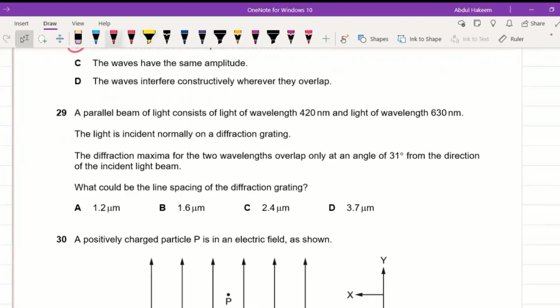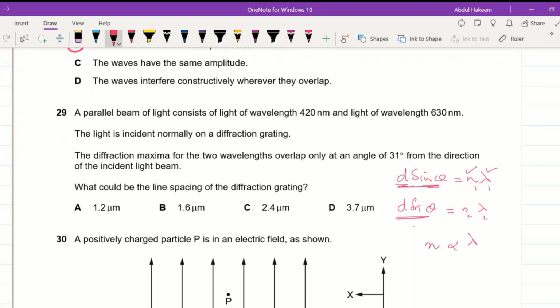Look, the formula is d sine theta is equal to n lambda. So n1 lambda 1, but d is the same, angle is the same. For the second, d sine theta is the same, with the second number and second wavelength. It means these two values are the same, meaning the product of n and lambda is the same. So the number of the maxima and the wavelength are inversely proportional to each other.